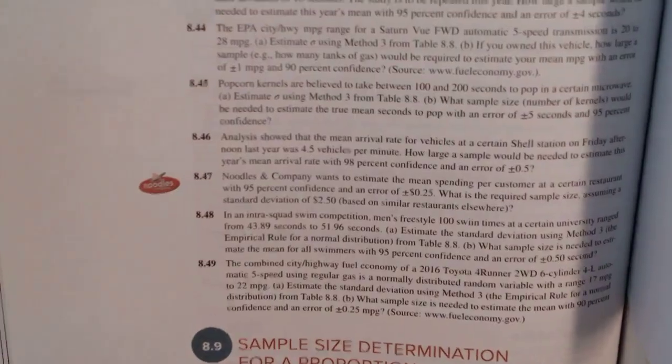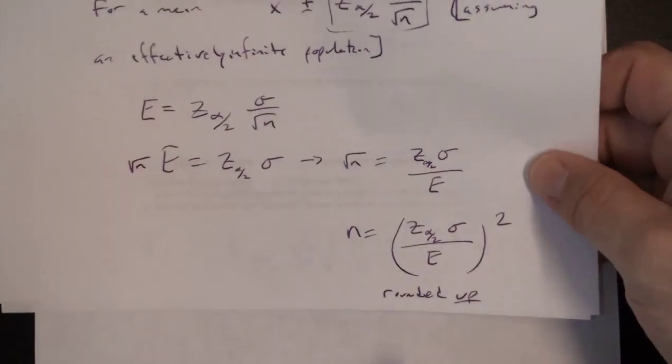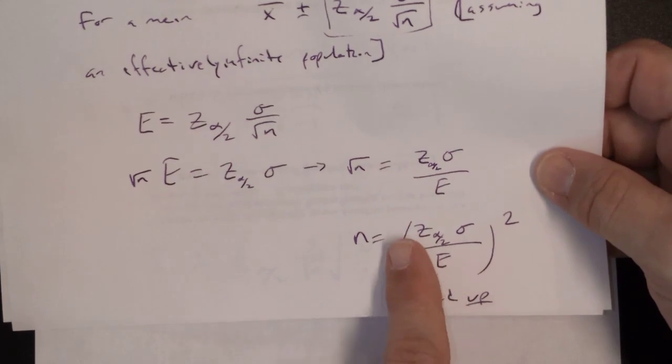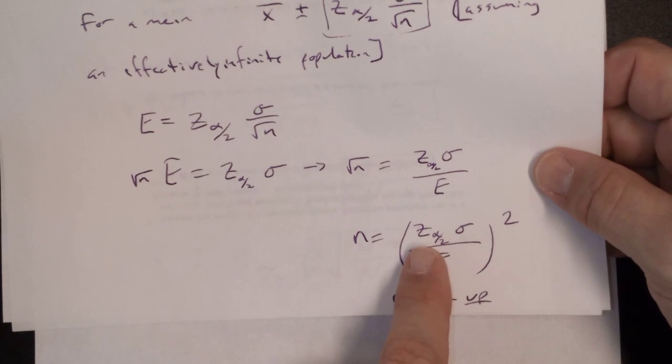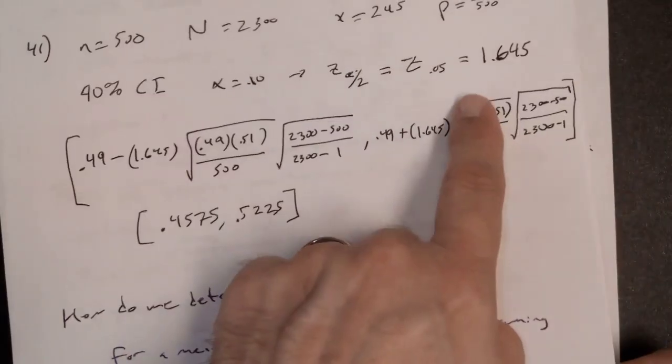Now, with that in mind, I could say, how many cars do I need to look at to have a margin of error of 1/2 of a mile per gallon? And that, you'll notice, doesn't actually care what the mean is. If I just want to figure out how many, I want a 90% confidence interval. What's my number for 90%? The same number we used up here.